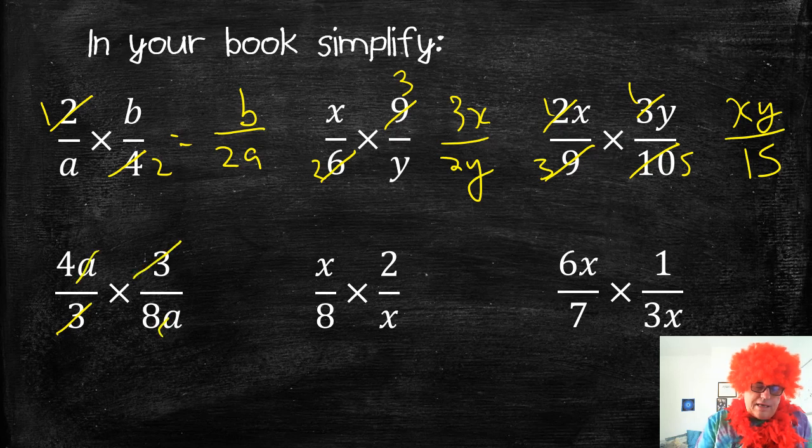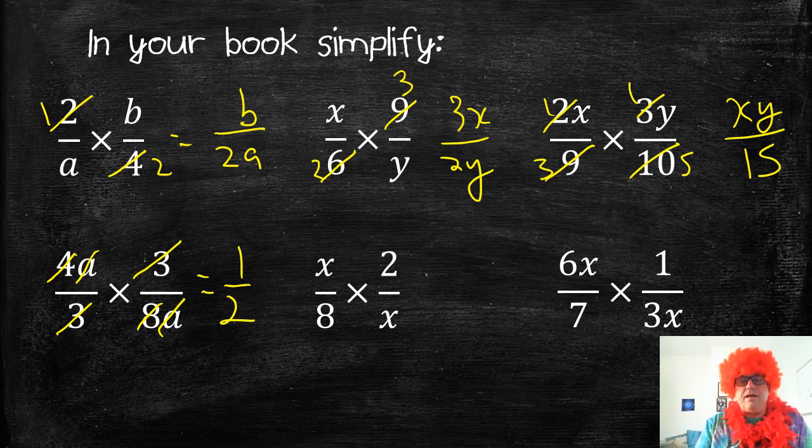Okay, 3 divided by 3 is 1. a divided by a is 1. 4 divided by 2 is 1/2. That tidies up quite nicely. x divided by x is 1. Divide top and bottom by 2 gives me 1 and 4. So what am I left with? 1/4.